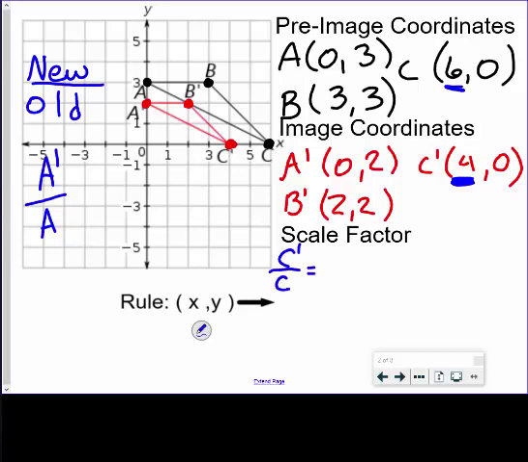What's the x value for my C prime? 4. Divided by, what's the x value for my C? 6. What is 4 divided by 6? 2/3. You get that 0.666. It's okay to use a decimal if the decimal terminates, but this one doesn't. So we need to use the fraction.